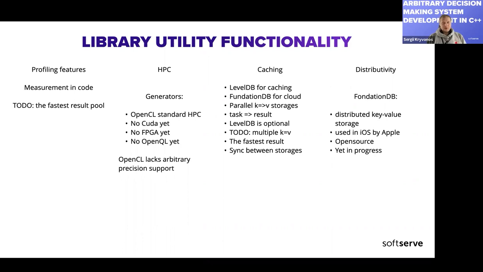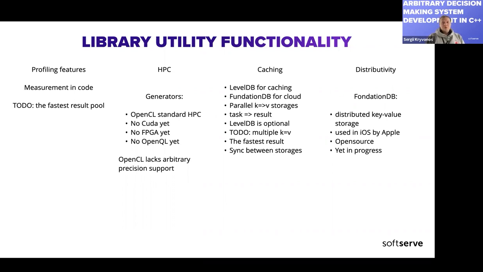Just run those in parallel, and once it's measured, use this measurement to decide which method to use in future. So it's basically part of the development process to decide all these things. I think that it can be implemented inside the framework in the library and made automatic. Another utility functionality is support of high performance computing.